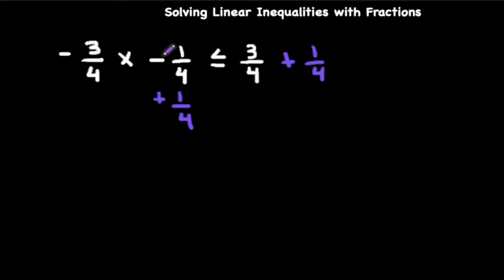Okay, so notice minus 1/4 plus 1/4 cancels out. So we are left with negative 3/4 x is less than or equal to, adding the fractions 3/4 plus 1/4 together gives you 4 out of 4, which is equal to 1. And let's go ahead and isolate this x by multiplying by the reciprocal of negative 3/4, which is negative 4/3. So times negative 4/3 on both sides of the inequality.